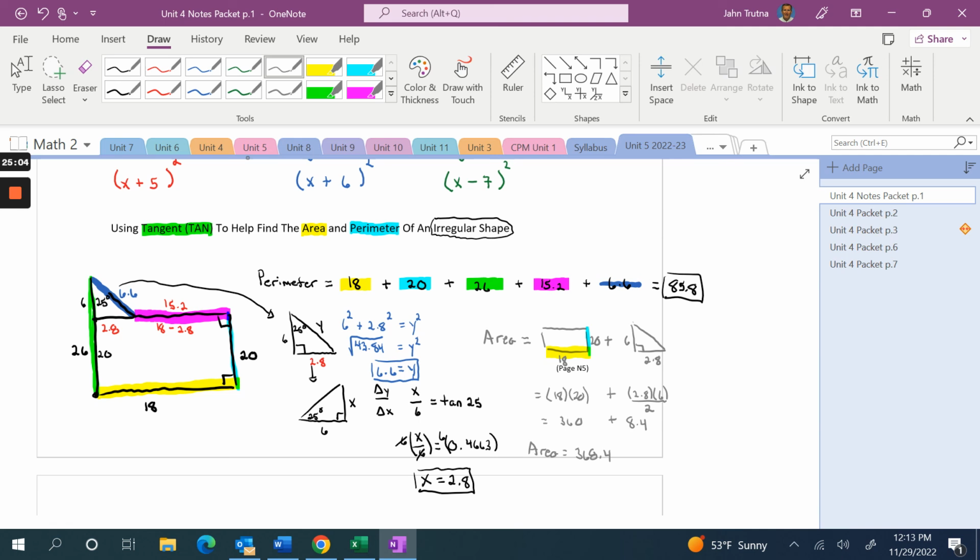Okay, there's a lot of good stuff going on in this example here. When you get to number 4 on your assignment number 5, please refer to this example.